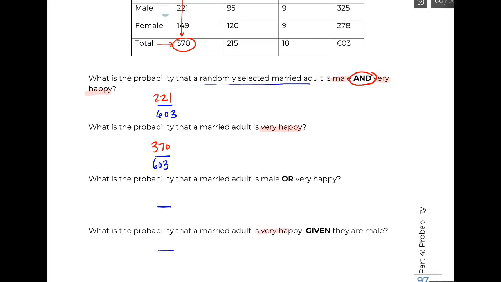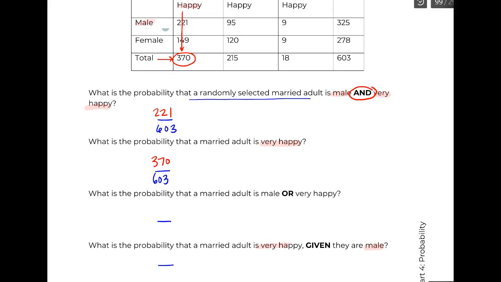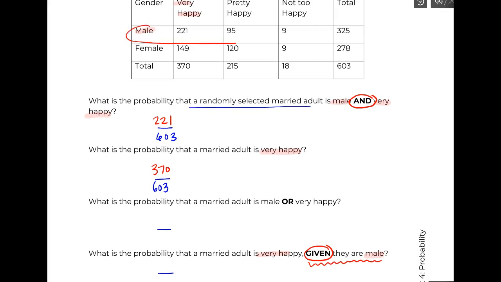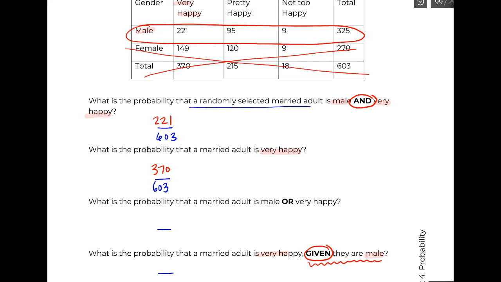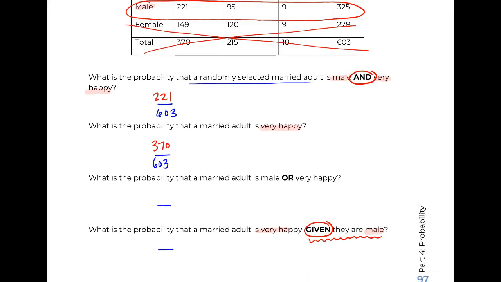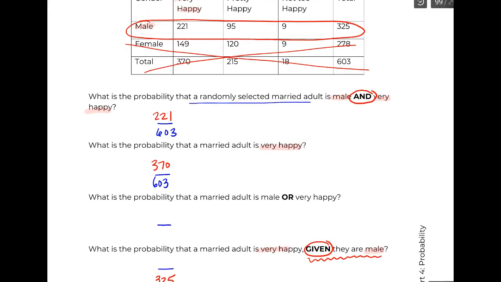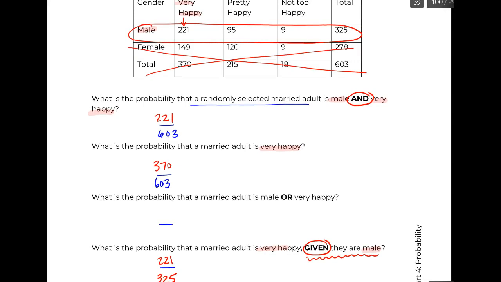Fourth one has very happy, has male again. So it has both those things from before. But you'll notice instead now there's this word given. So this last part of the sentence says, given they are male. So that means that we know the person is male. We know we're in this subset. Everything else in this table does not matter. So that is our whole, the 325 males. And then what's the probability of those males of the person being very happy? Well, that's 221.